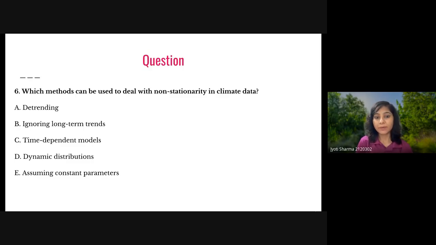What are different methods by which we can deal with non-stationarity in climate data? I got a response from Paris: A, C, and D are the right options. Let me explain why.